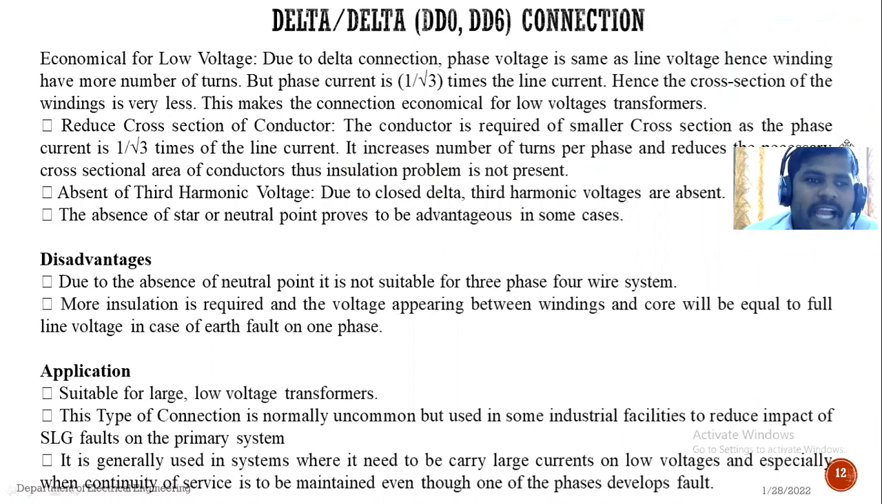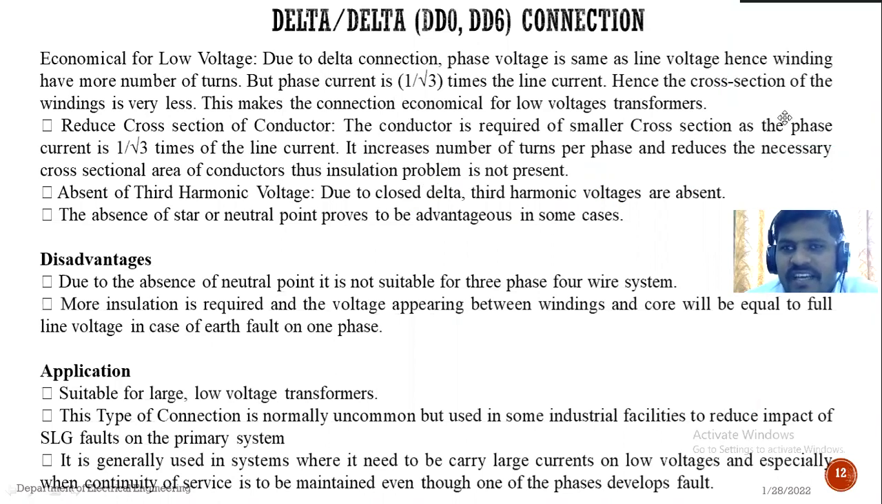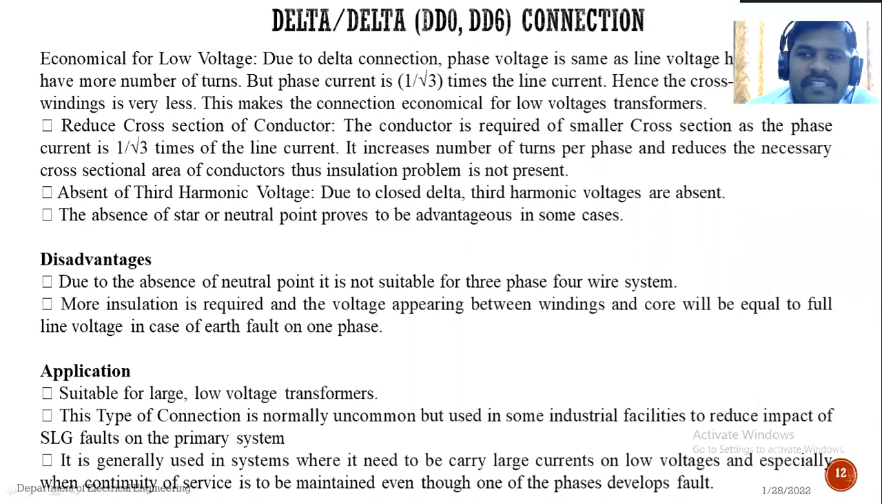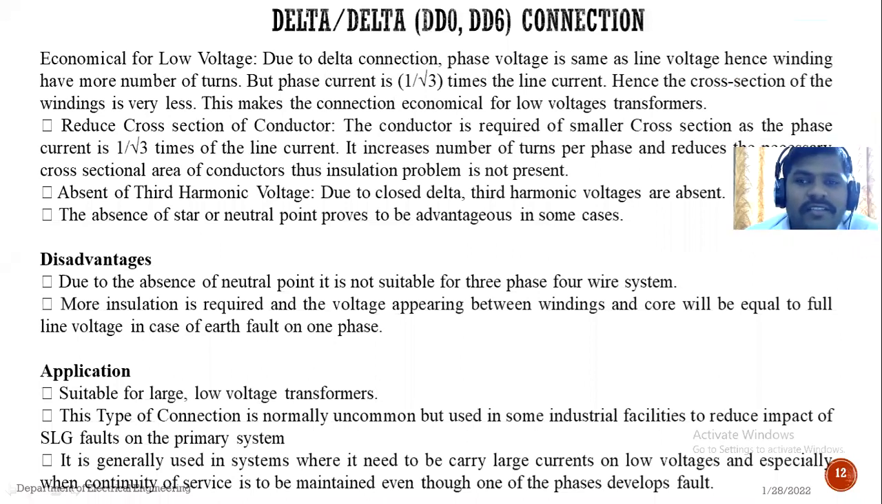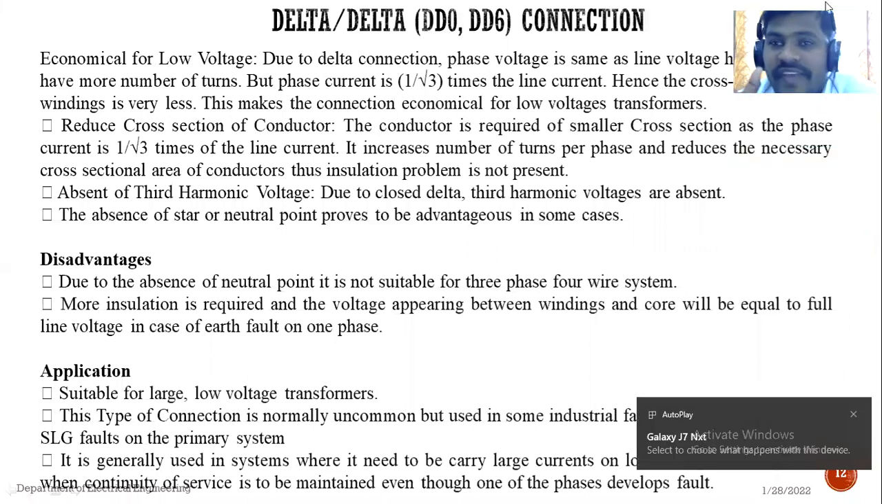Hence winding have more number of turns, त्याच्यामुळे winding च्या more number of turns असतील. But phase current is 1/√3 times that of line current. Phase current IPH is equals to IL divided by √3. Hence the cross section of the winding is very less. Winding चा जो काही cross sectional area असेल, so this is very less.